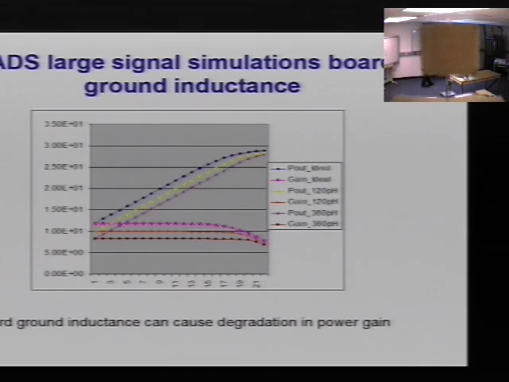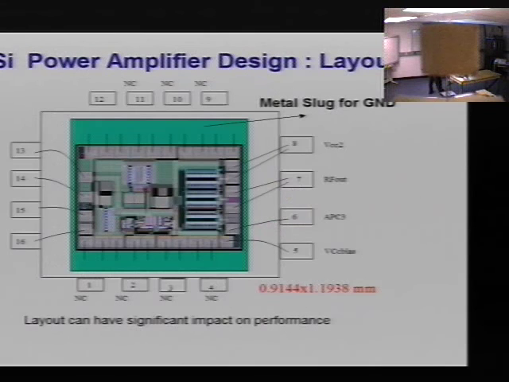And input power, gain and power here. Apologize for not labeling the axes. So basically, you can see significant drops in power as well as power gain, with having significant amounts of board ground inductance.